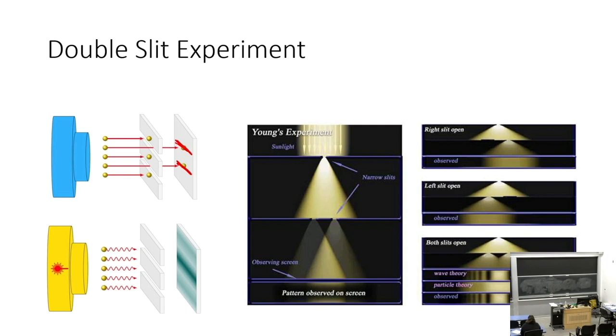We have an observation screen. If we just pass the light through one slit, we get some distribution of light as it's spread out past our pinhole. If we put it through the other slit, we get some distribution of light coming through that left slit. And if we put the light through both slits at the same time, we get an interference pattern.